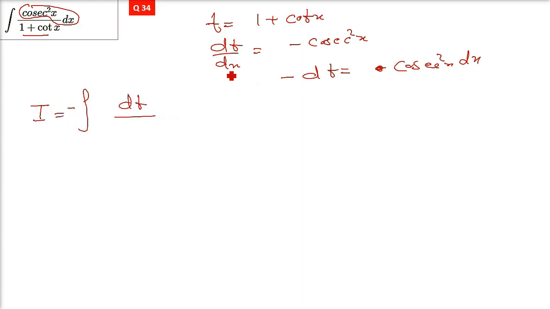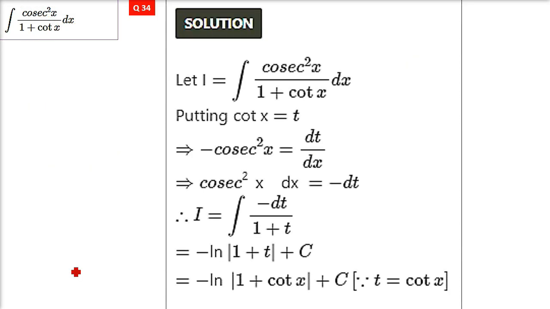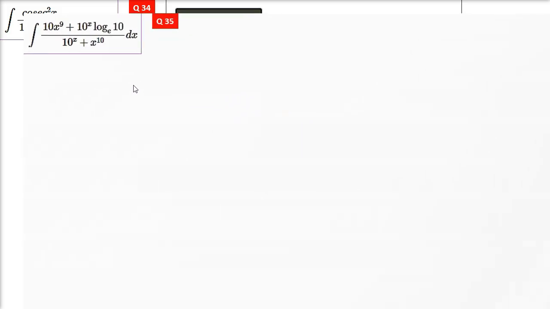Denominator is 1 plus cot x, which was t only. Again the same thing. You can just take log modulus t plus constant of integration with a negative sign. So I'm just writing the direct result now. It will be minus log modulus of 1 plus cot x. If you replace t by 1 plus cot x, which you eventually have to do, and with the constant of integration. This is your answer. So this is how you are going to write. It's very straightforward. All these questions, just put the denominator as t, you'll get the numerator. And log is the answer.